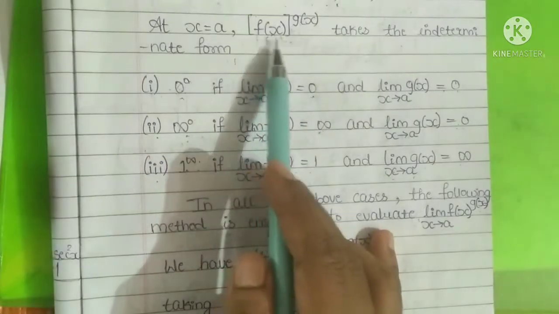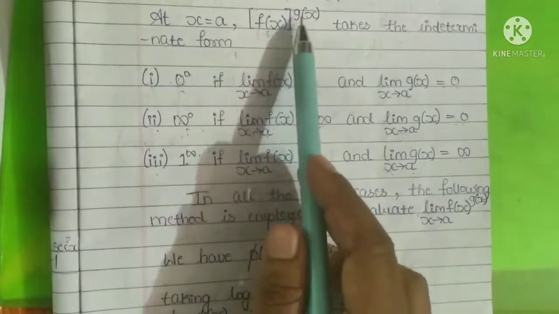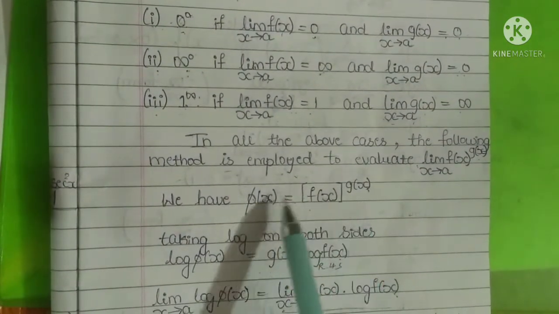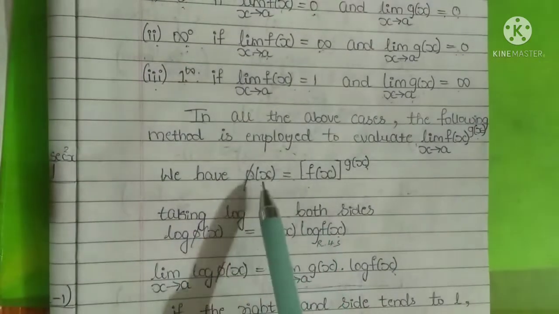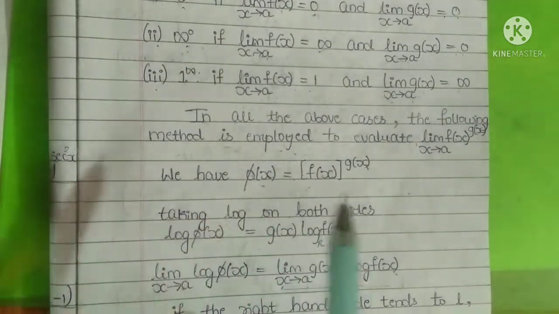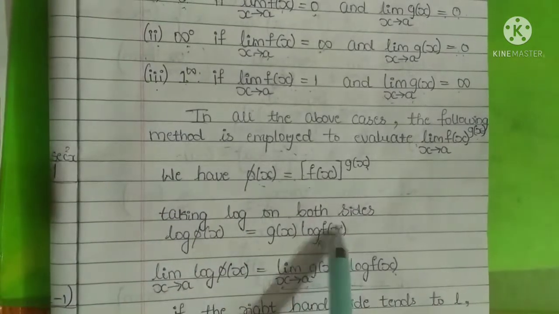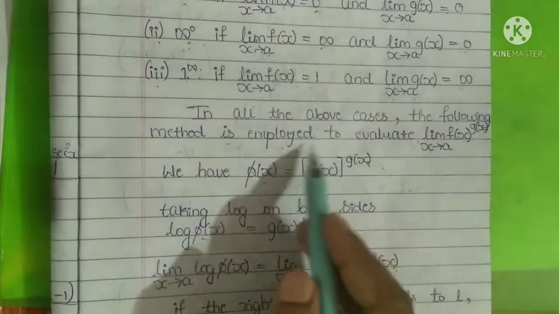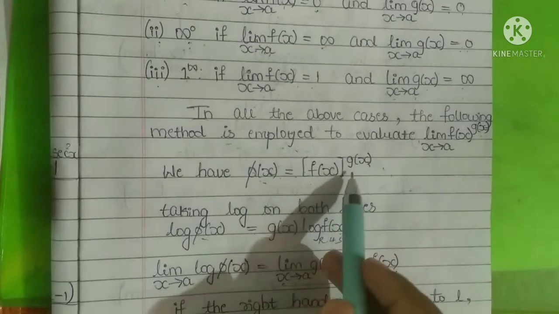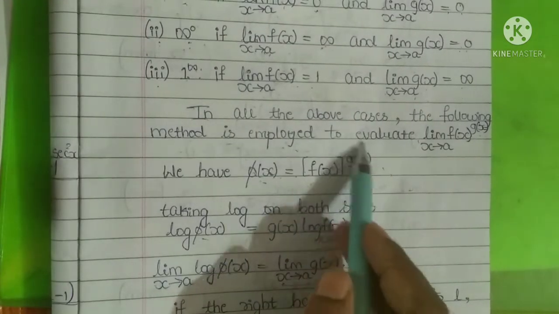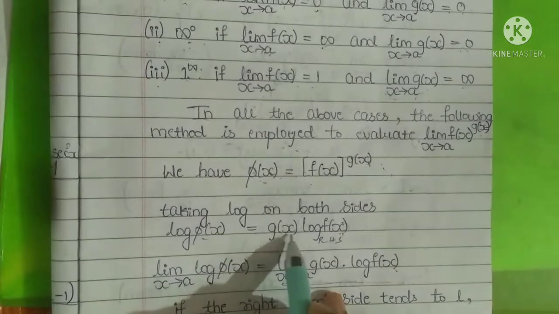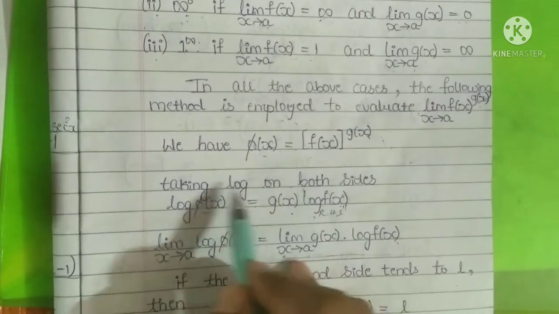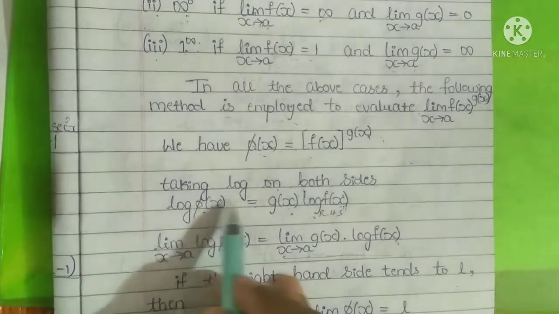First what you have to do is equate the given function f of x whole to the power of g of x to phi of x. Then after equating this function to phi of x, we take the logarithm on both LHS and RHS. So when you take the logarithms, the equation becomes log phi of x equals g of x log f of x. Here as you are applying log, the power gets shifted, so it becomes g of x into log f of x.